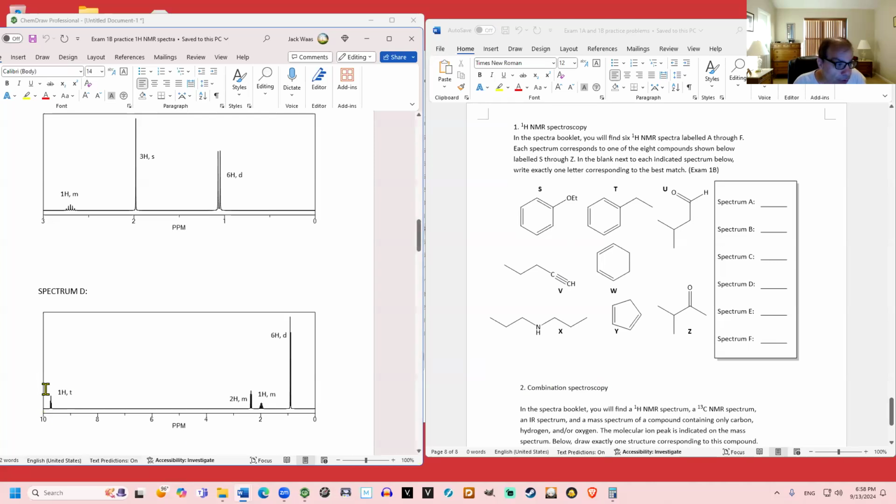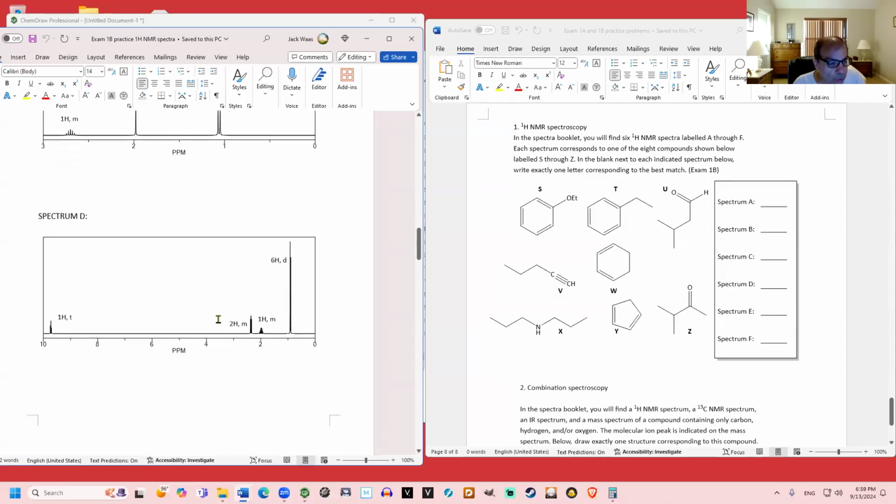And especially when you consider the aldehyde proton really shows up very clearly on that spectrum. So that's D. We have 2 more to go.